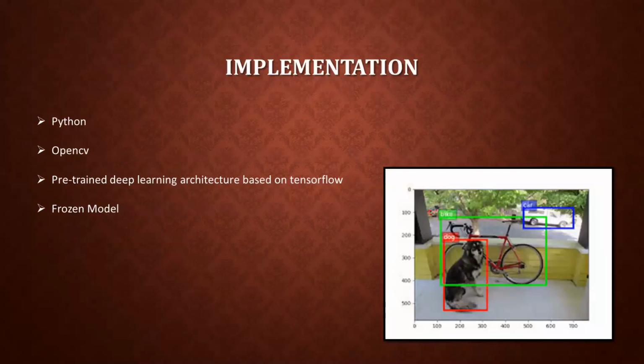Now coming to the implementation part, I have used Python as a programming language, and for drawing the rectangle and text data, I am going to use OpenCV as a library. For object detection and image classification, we are going to use a pre-trained deep learning architecture based on TensorFlow. And using OpenCV, we will load an already pre-trained TensorFlow frozen model.